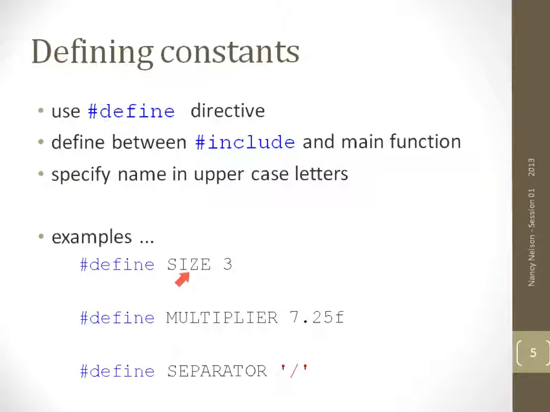So remember, constants are always in uppercase letters. So here we have SIZE, MULTIPLIER, and SEPARATOR. Then we have another space and the actual value. So SIZE is going to take on a value of 3. MULTIPLIER is going to take on a value of 7.25F, and the F stands for a floating point number. And SEPARATOR is going to take on the value of a slash. So we have a directive, the name of our constant, and the value of our constant.